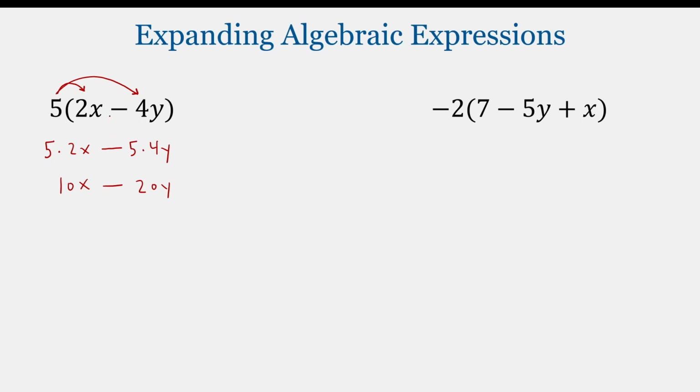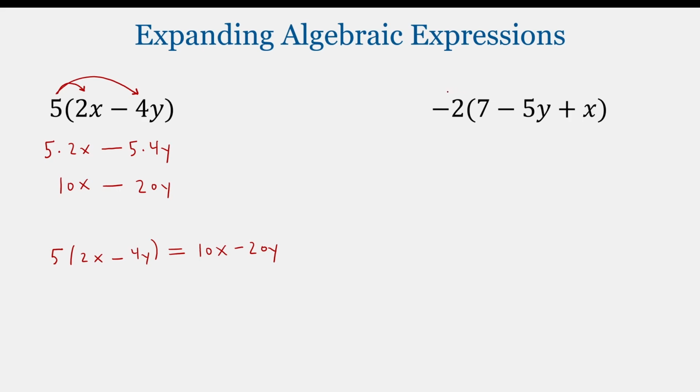We have created equivalent expressions. The expression 5 times the quantity 2x minus 4y is the same thing as, or is equal to, 10x minus 20y.